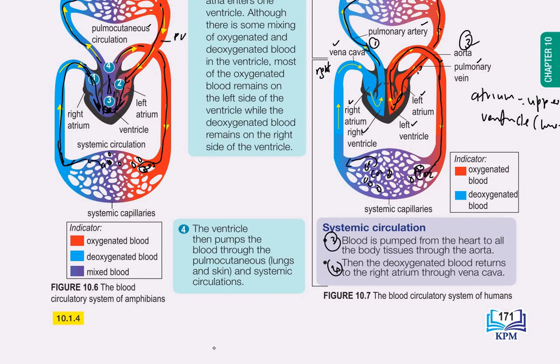Because the oxygen is already used by the cell, now there is a lot of carbon dioxide. So carbon dioxide produced by the cell will diffuse into the capillary and then return back to the right atrium by the vena cava. Okay, so this process will keep on going continuously.